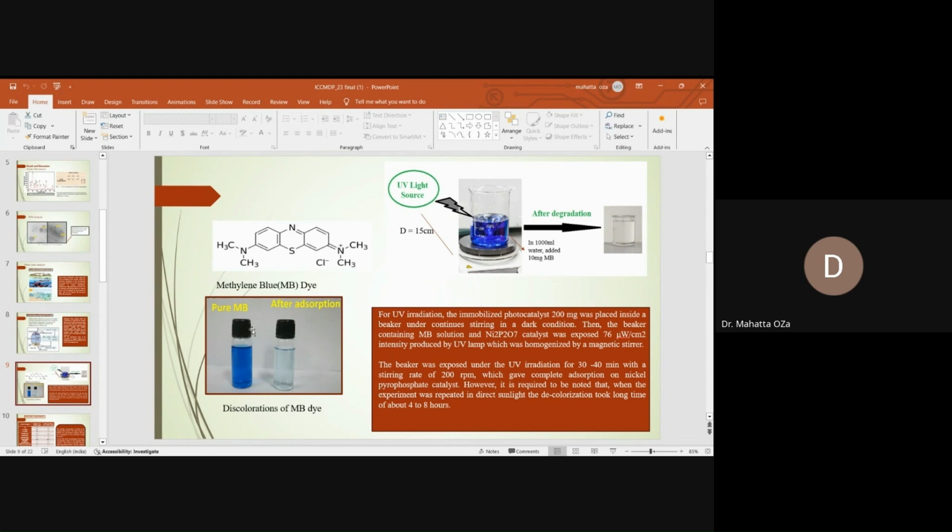These images show the pure MB solution, and this shows the solution after adsorption. And one more thing: here we are using UV light, but when the experiment was repeated in direct sunlight, the decolorization took a long time, about 4 to 8 hours.